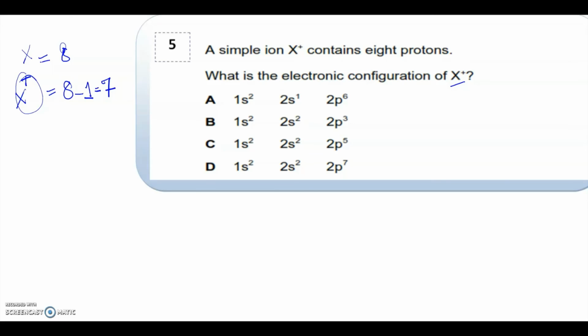So writing the configuration of 7 electrons: 1s2, 2s2, 2p3. So B option is the correct option. As you can see, this all together makes 7 electrons.